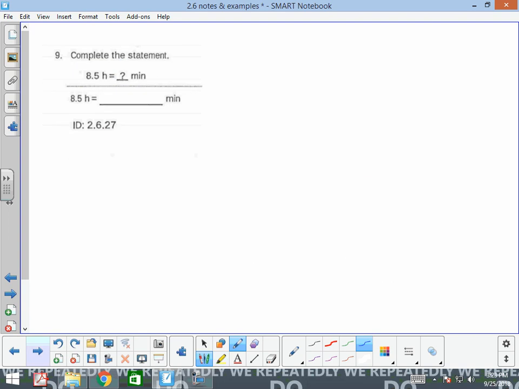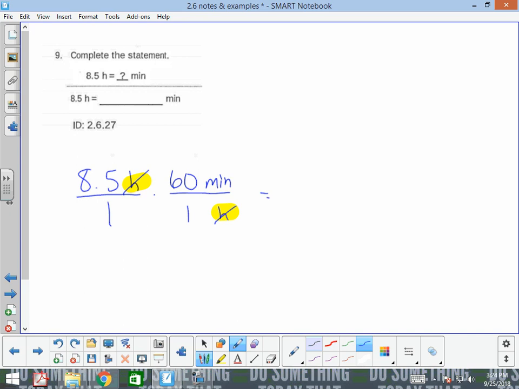All right, last one, number 9. We're converting 8.5 hours. That H means hours. And we want to convert it to minutes. So hours is on top, so I want hours to be on bottom. 1 hour is 60 minutes. So I can cancel out the H, the hours. Multiply 8.5 times 60, which is 510. I want that to be in blue. 510 minutes, because that's what didn't cancel out, over 1, which is 510 minutes.